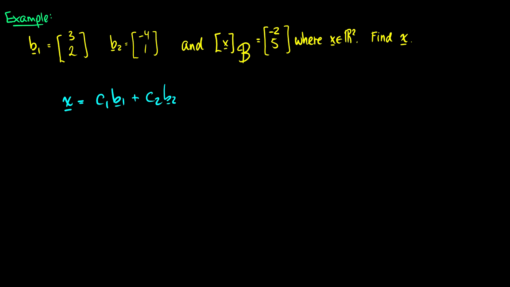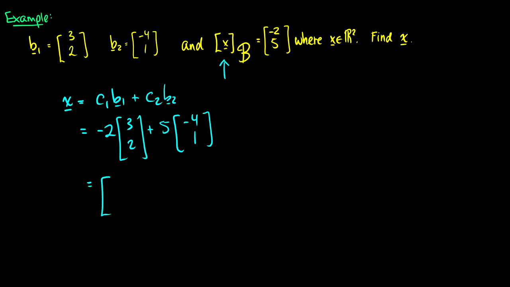Well, we know all of these things. Our c1 and c2 are going to come from the vector x relative to b. So that's going to be negative 2 times b1 plus 5 times b2. b1 is equal to the vector 3, 2. b2 is equal to the vector negative 4, 1. So our vector x is going to be negative 2 times 3, 2. So this will be negative 6 and negative 4. And then we're going to add 5 times the second vector.